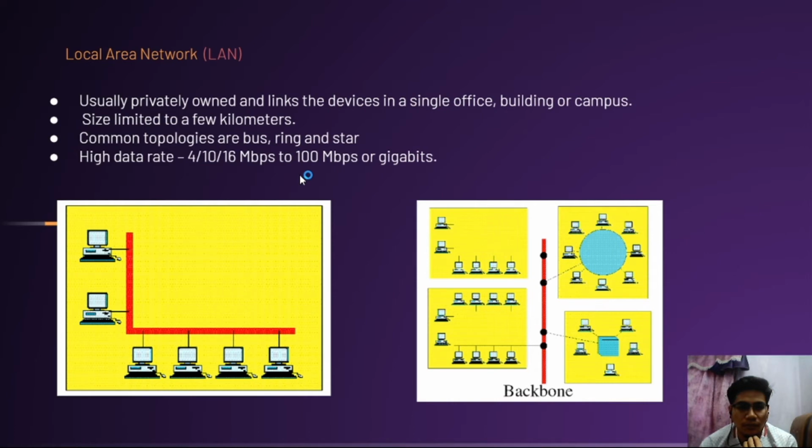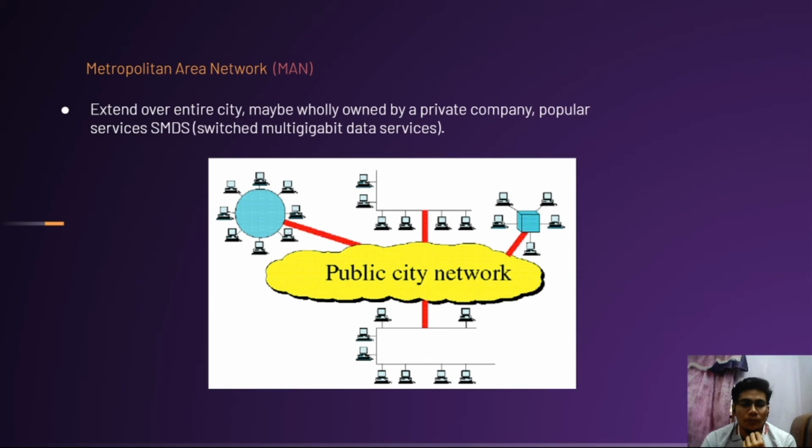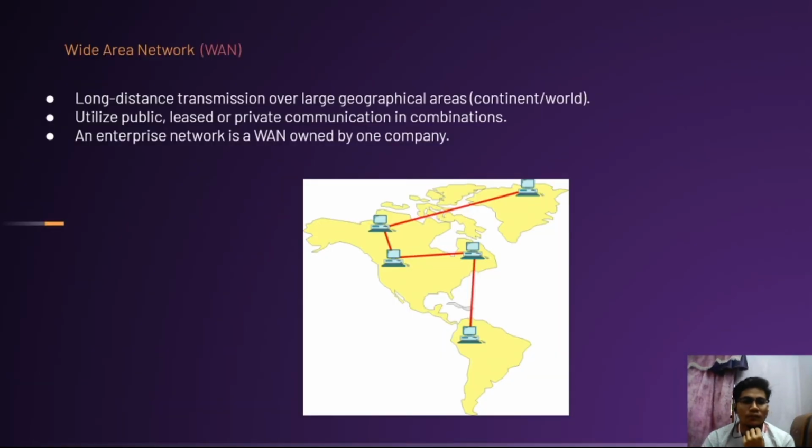The next type is Metropolitan Area Network or MAN. Basically, the MAN and the LAN are the same, but the difference between them is that the MAN is used for the public city or maybe wholly owned by a private company and popular service. And the third type is wide area network or WAN. WAN is used for long distance transmission over a large geographical area. It means it has connection between the world and the continents. The one owned by one company.